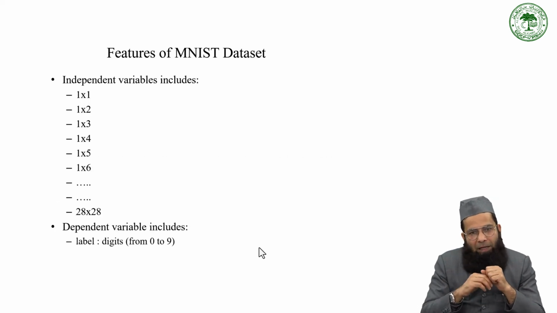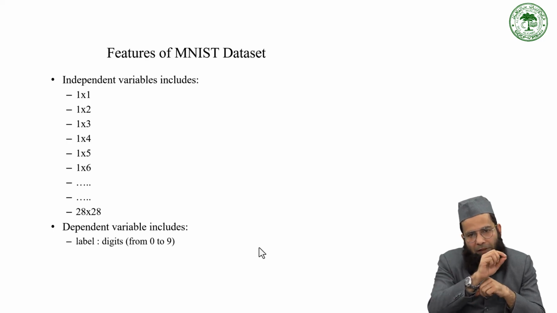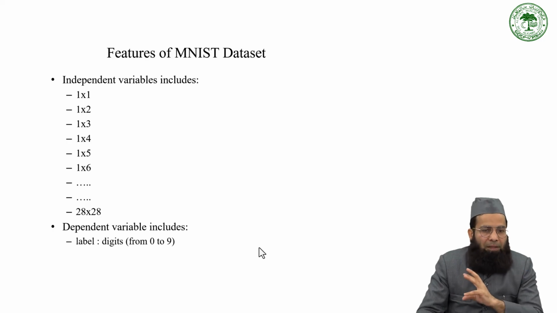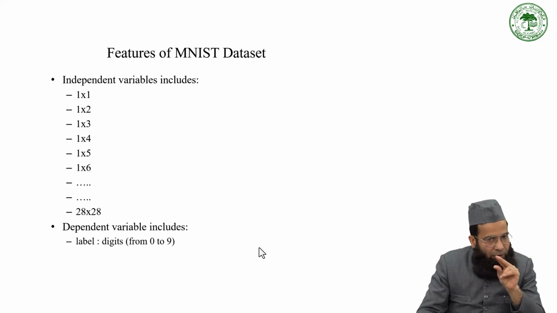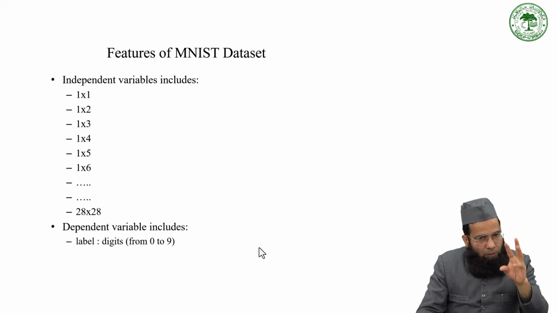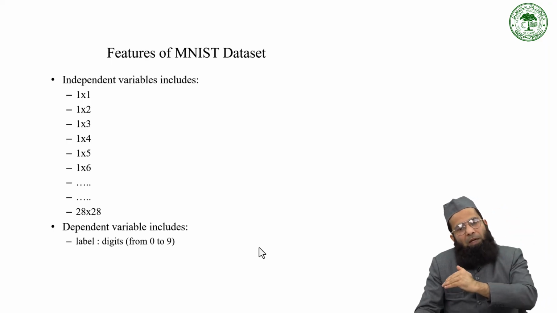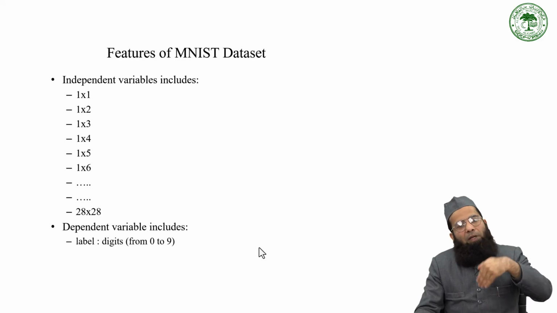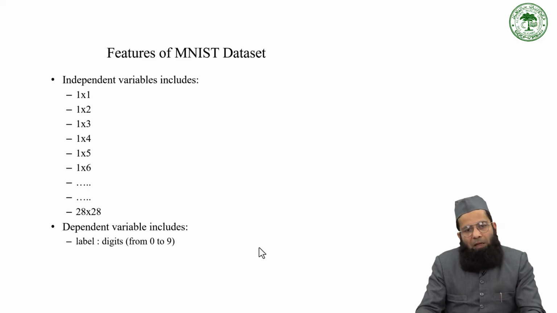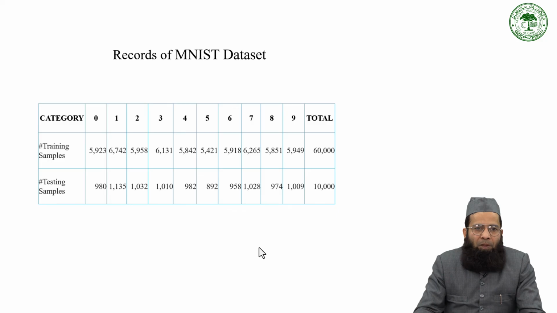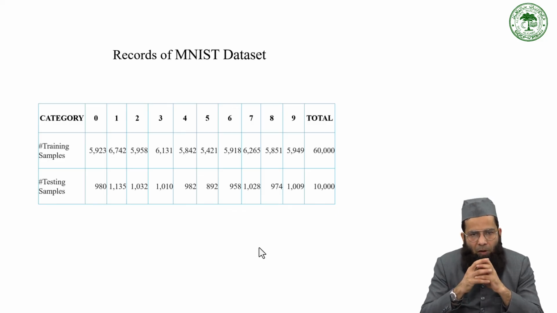These are the independent variables. Since I have already told you, a total of 28 cross 28 different features are there, right? So the very first feature is 1 cross 1 and then 1 cross 2 and so on. I am not including all the features because it is not possible here. So 1 cross 6, then 1 cross 7, 1 cross 8 and so on. Similarly, up to 28 cross 28. So there are this many independent features. Then the dependent feature is between 0 to 9. So this is what the records of the MNIST dataset look like.